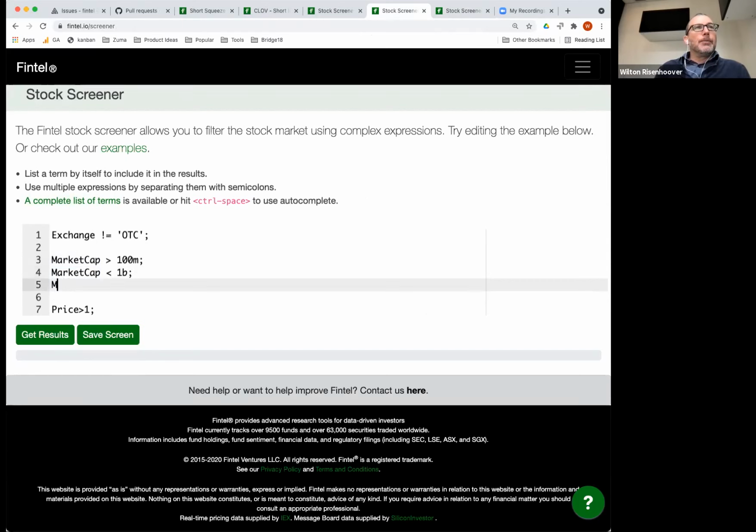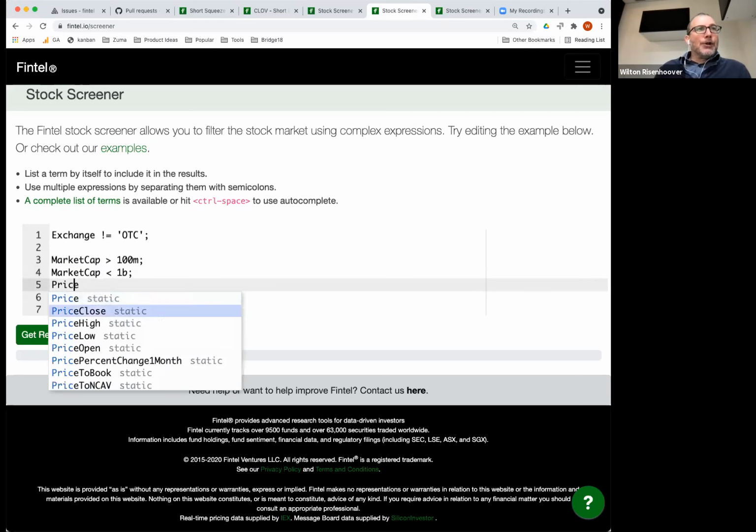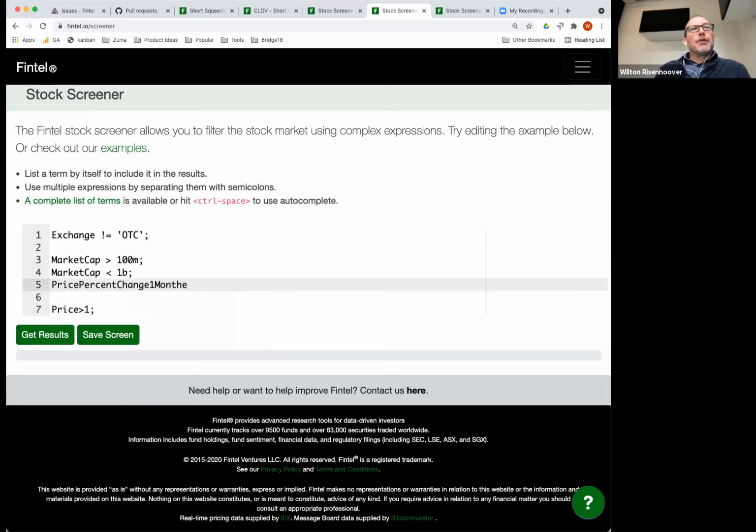So I could say market, MA, Control-Space. Well, there's only one term that matches that. If I said price and I hit Control-Space, I can see that there's price close, price high, price low, open, price percent change 1 month, price to sales, and stuff like that. So if I wanted to say, find me companies where the price percent change over 1 month is greater than 25%, okay, I could do that.